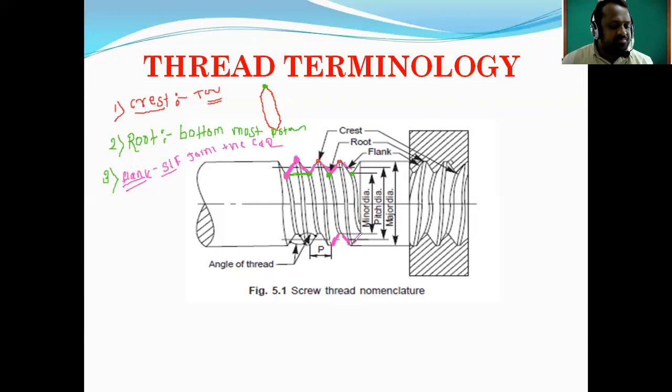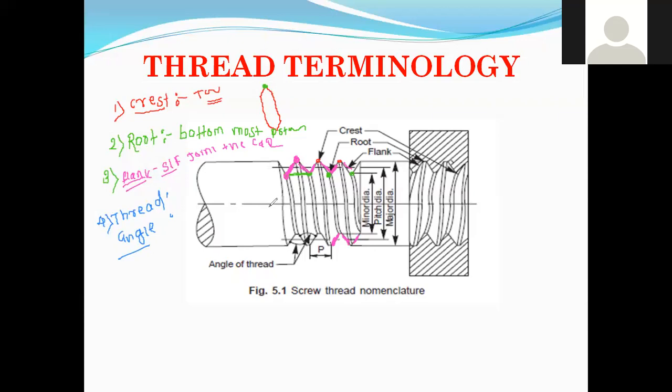So understood? Yes, sir. Then the next terminology is again very simple. Next terminology: thread angle. Tell me what is meant by the thread angle. Now see, these are the threads, and tell me, where is the thread angle?